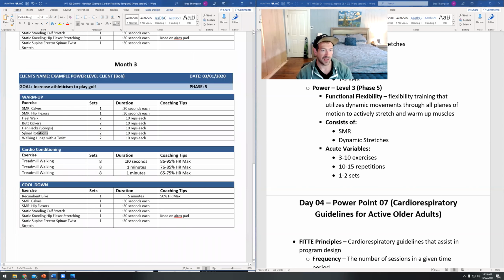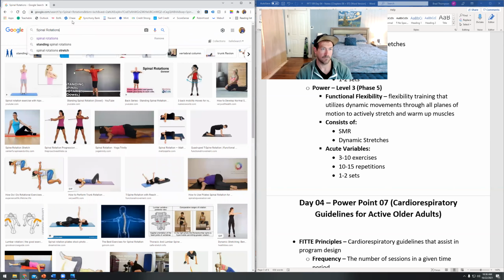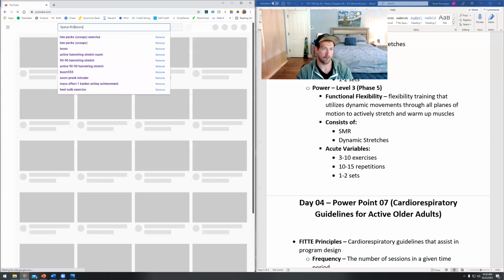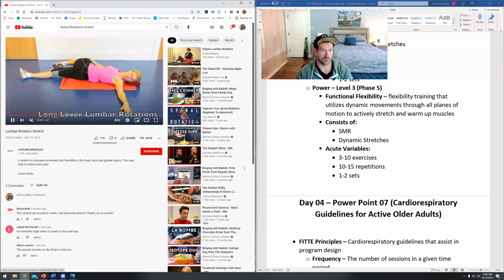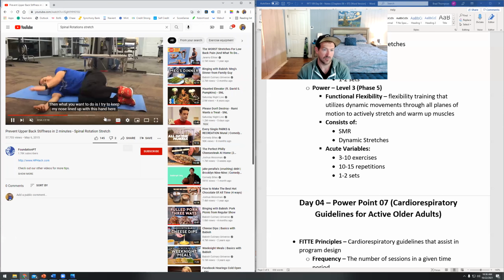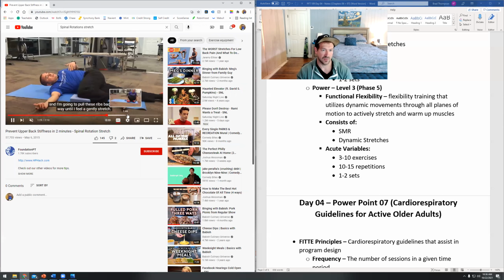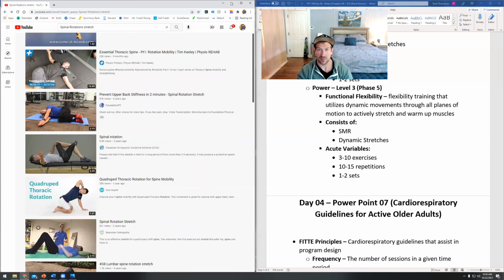And then spinal rotations. Really good one for the erector spinae. Oh, that's a slow one. Here we go. This is a really good one. Please do the dynamic version. See, he's kind of going slow. What I mean is it's this one here, but you take it through and just bring yourself right back. So it's a very active, dynamic stretch.